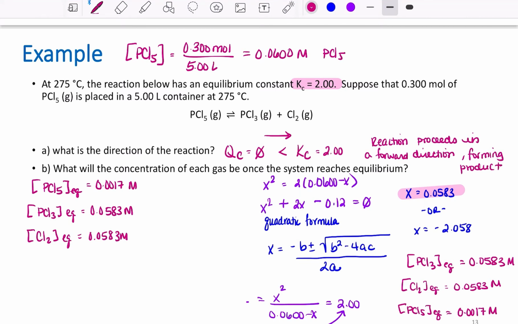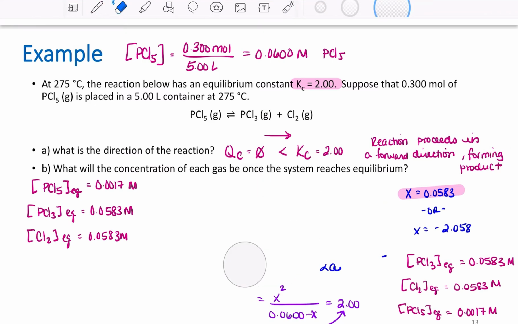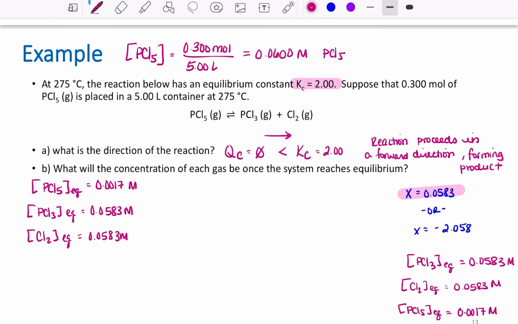And again, I did say that you can double check your work here, and you can. And if you have time, it's always a good idea to do. Rewrite out your Kc expression, or just don't erase it in the first place.